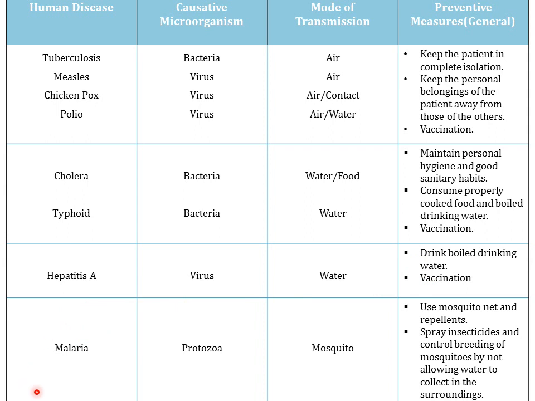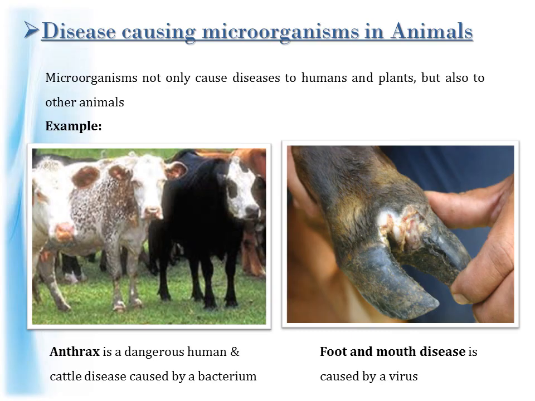The last one is malaria. It is caused by a microorganism called protozoa and is transmitted through mosquitoes. How can we prevent malaria? We could use mosquito nets and repellents, spray insecticides and control breeding of mosquitoes by not allowing water to collect in the surroundings. So we have already discussed the diseases caused by microorganisms in humans. Now we will study the disease causing microorganisms in animals.